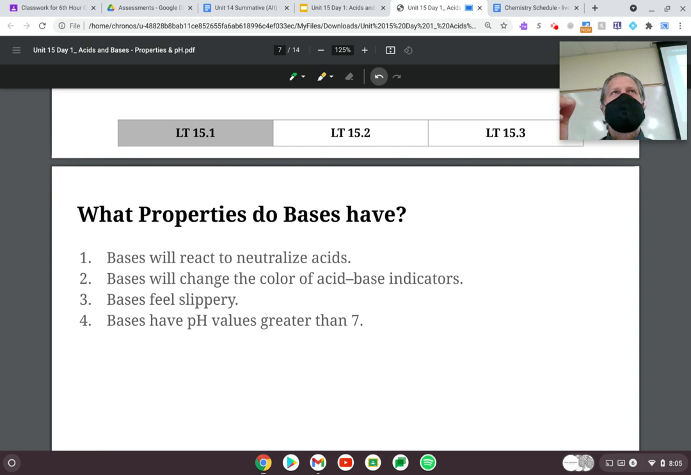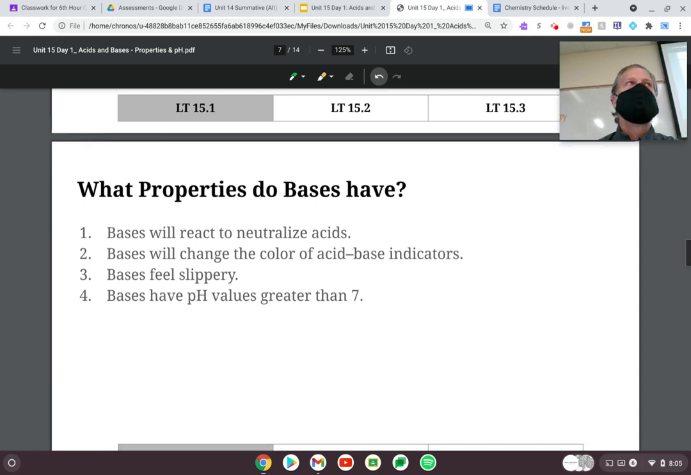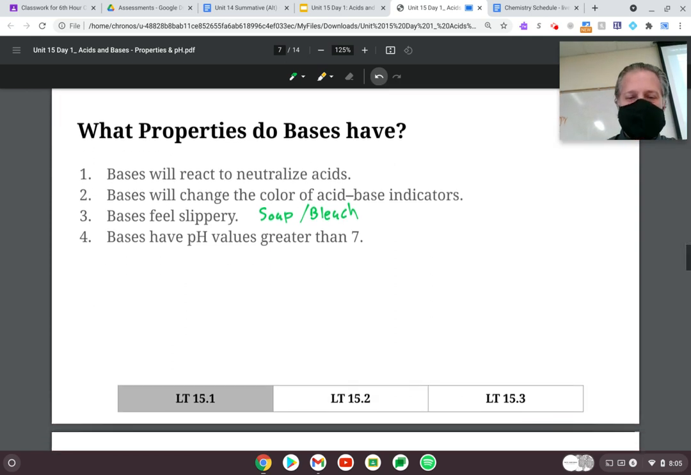Bases also change the color of acid-base indicators, as something that we talked about before, and bases tend to feel slippery when touched. A very common example of a base that you would have around the house is soap, maybe even bleach. Because if you get either of those things on your fingers and you go to try to rinse them off, it feels slippery. And so those are common examples of bases. And then bases tend to have a pH value greater than 7. So anything from like 7.1 all the way up to 14 would be considered a base.